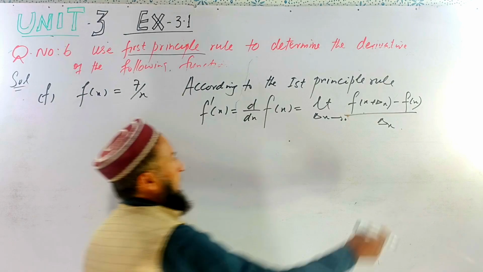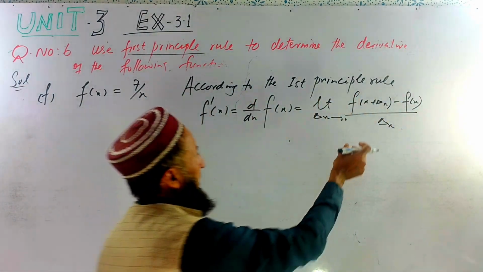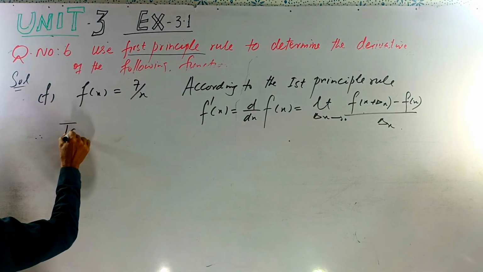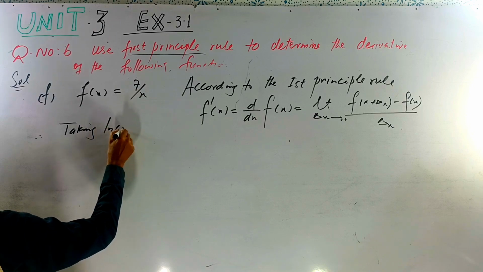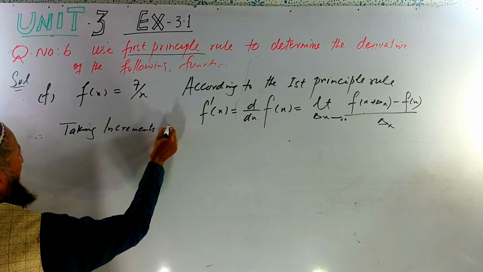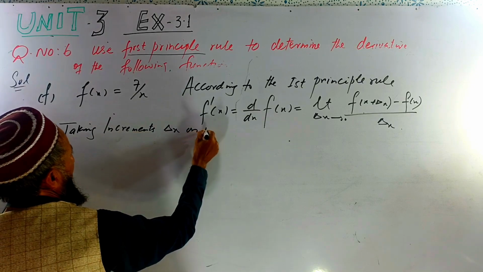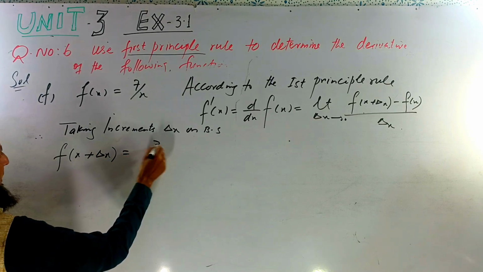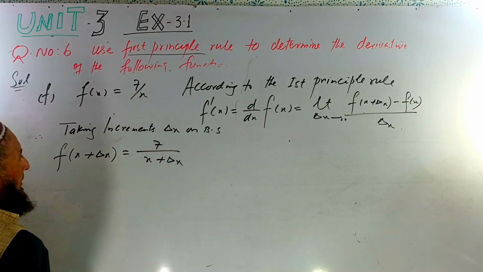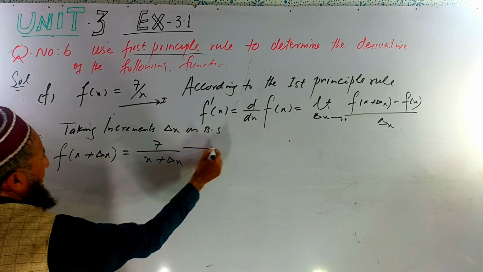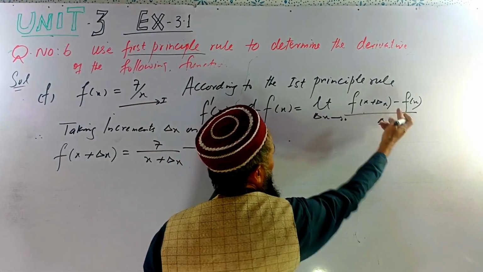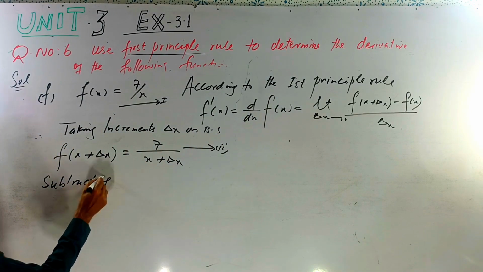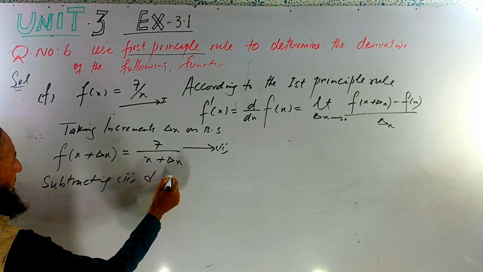Now f of x is available and we need the increment x plus delta x. So we take the increment delta x on both sides of the equation. f of x plus delta x is equal to 7 divided by x plus delta x. We call the first one equation number one and this one equation number two. According to the definition, we need subtraction, so subtracting equation one from equation two.